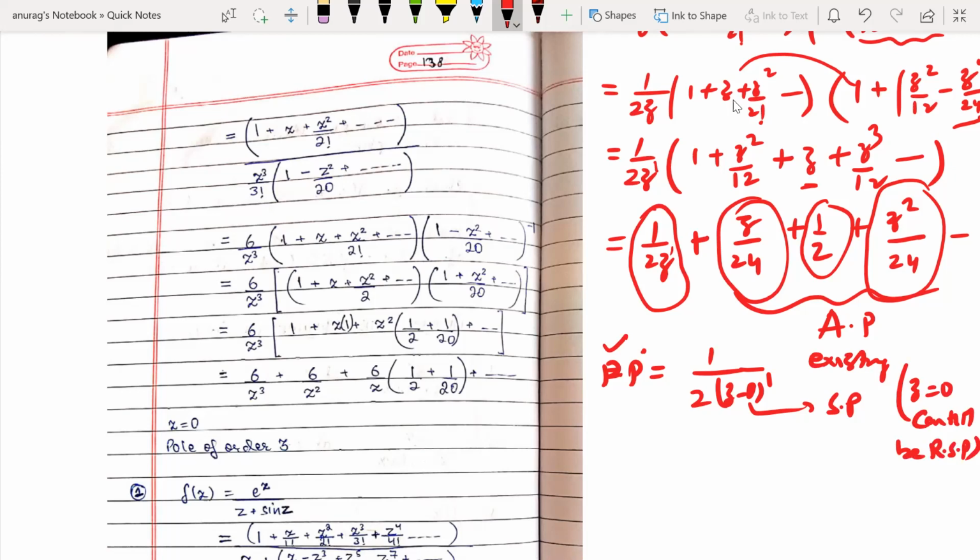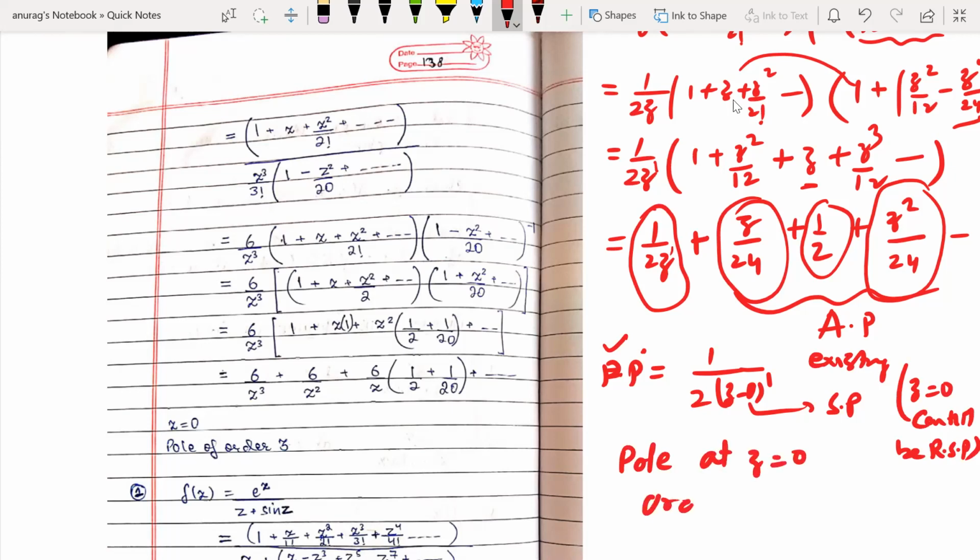Now, how many terms are in the principal part? There is only one term. One is a finite number. It means an essential singular point never exists, because for essential there should be infinitely many terms. Here you have finite terms, so it is a pole. So pole at z equal to 0.